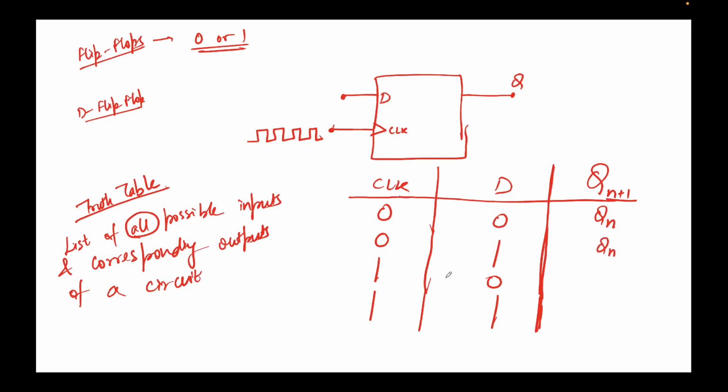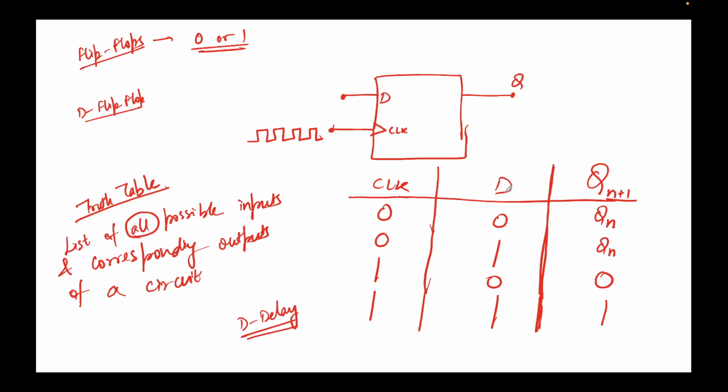What will happen here when the clock is on? This means the D flip flop can now work. So if the input is 0, the output will also be 0. Since the clock is on here, if the input is 1, the output is 1. Do you know what D stands for? Can you tell me what this letter D stands for? D stands for delay.